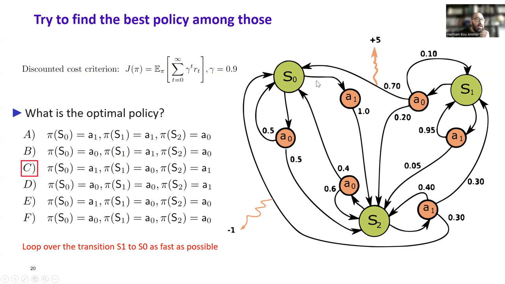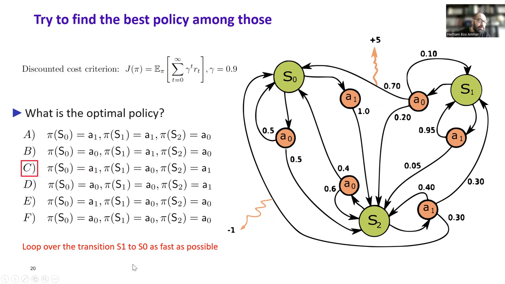So if we are at S0, we're going to apply A1. If we are at S2, we're going to apply A0. And if we are at S1, we're going to apply A1. If you notice what happens here, from S1 we apply A1, so we have a high chance of going back here. Once we are at S1, we apply A1, and there's a chance to go here. And if we are at S2, we apply A1, which would allow me to go here, and so forth. So tell me, why do you think this policy C is the good policy for this situation?